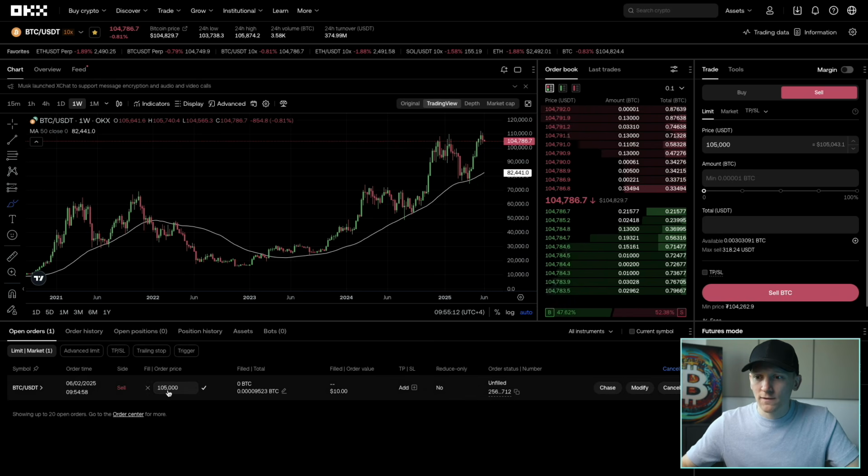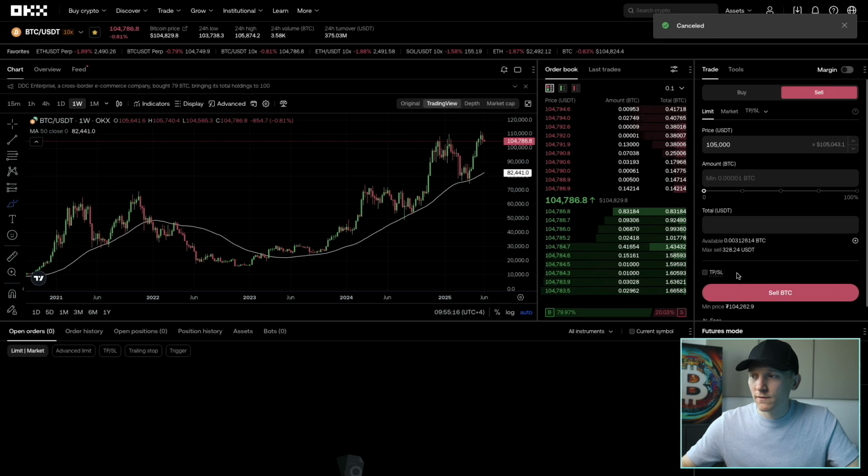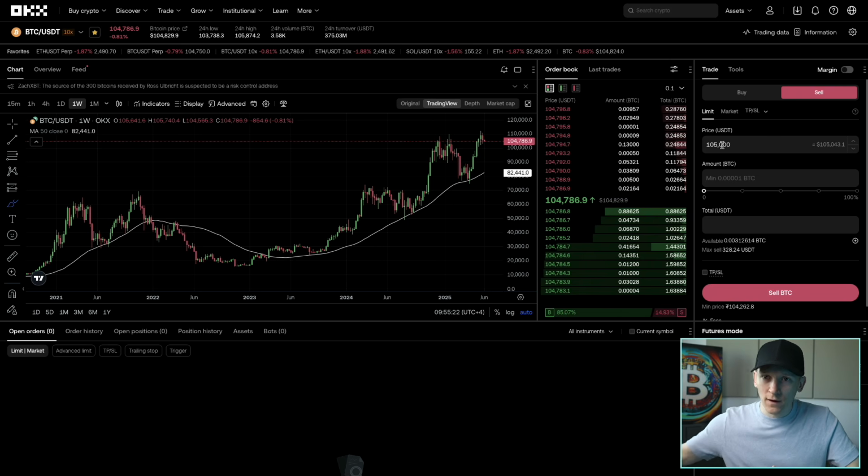So again, you can edit this if you want, or you can cancel it out, modify anything you want. So we'll cancel this, and that order didn't trade. But I can go ahead and put any sell order in at any price and just wait for the price to get there, a little bit higher, and then sell when the market price actually matches our order.